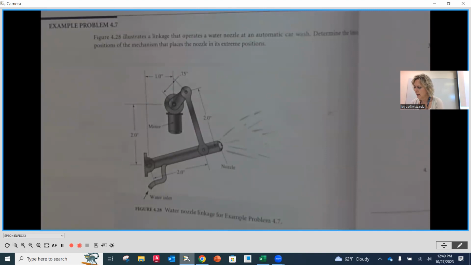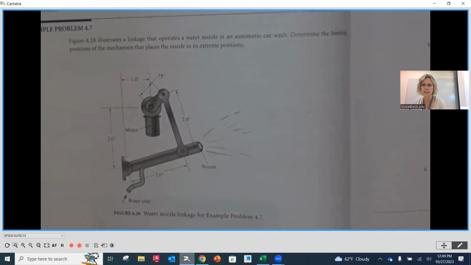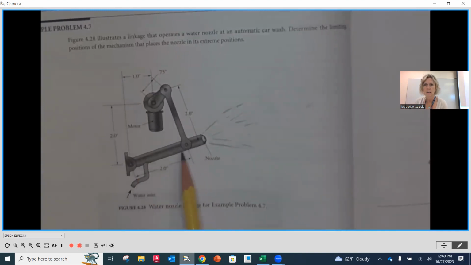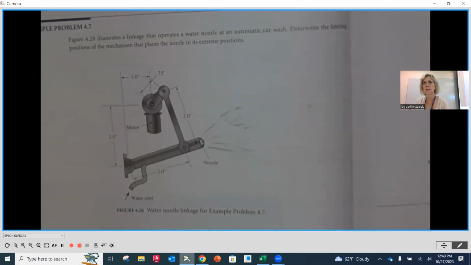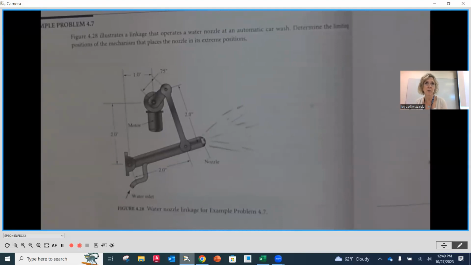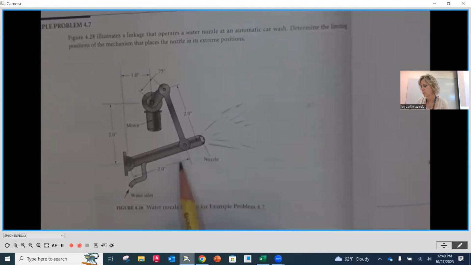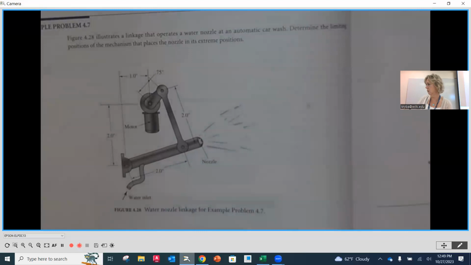Here we have a water nozzle and an automatic car wash, and we want to determine the limiting positions of the mechanism that places the nozzle down here in its extreme position. So it's furthest up and it's furthest down. Okay, so in a car wash, that's kind of important, right? Because we want to be able to kind of sweep the sides of the vehicles that we say can go through there and get clean, right? So we want to know how high that's going to go and then how low.